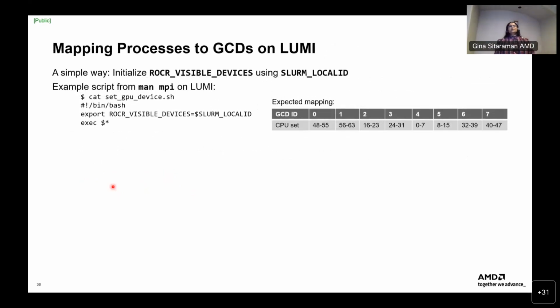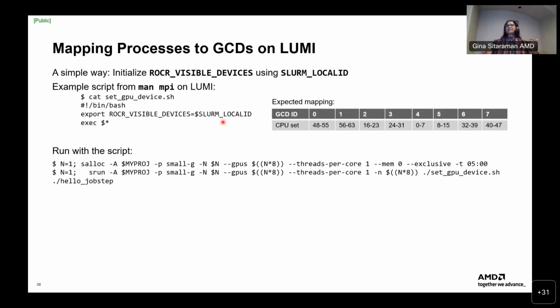Okay, so here we go with the first example. In order to set up ROCR_VISIBLE_DEVICES, one very simple way is to use the Slurm local ID. Each MPI rank has its own local ID in Slurm when run under Slurm. So if I have 8 ranks, my ranks go from 0 through 7, and the Slurm local IDs go from 0 through 7, and I will just use the same IDs for the GPU devices as well. So I'm exporting ROCR_VISIBLE_DEVICES equal to the Slurm local ID. This is a simple one, right?